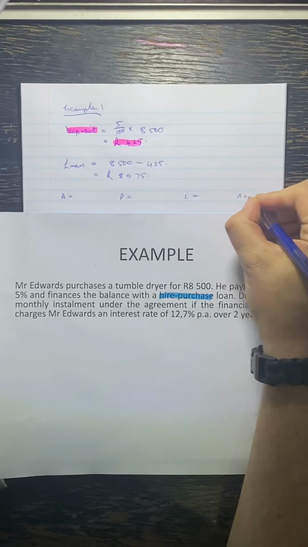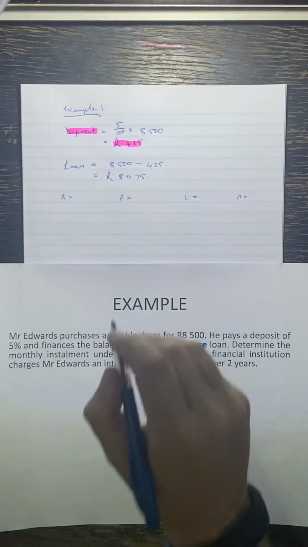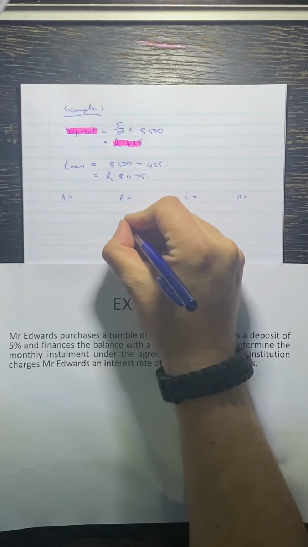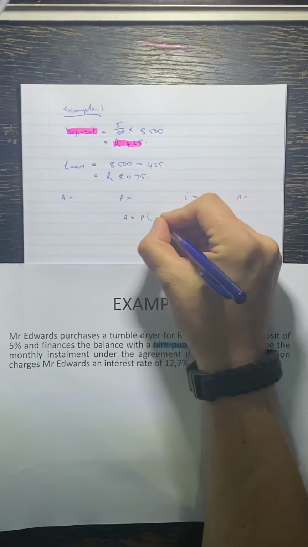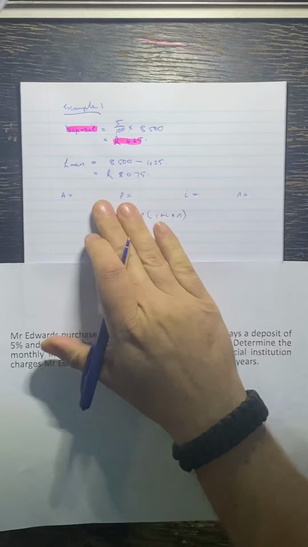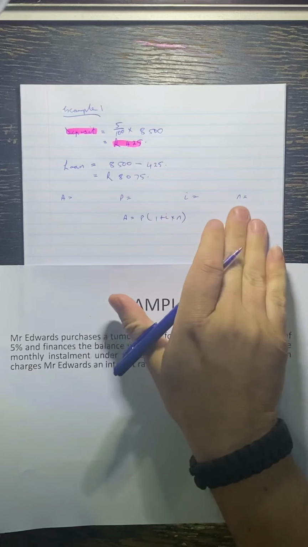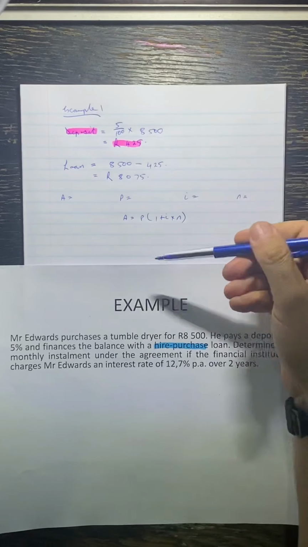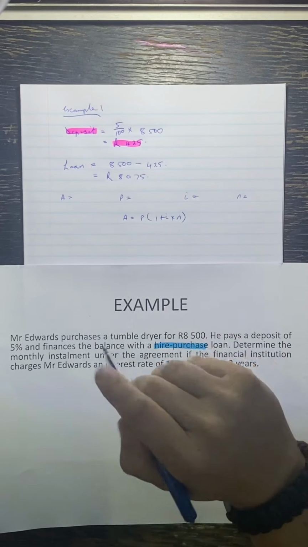That means we are going to be using the simple interest formula: A equals P(1 plus i times n). What I'm going to do here is just fill in my A, P, i, n. In grade 11s, this is how I would like you to set it up. It makes it so much easier.